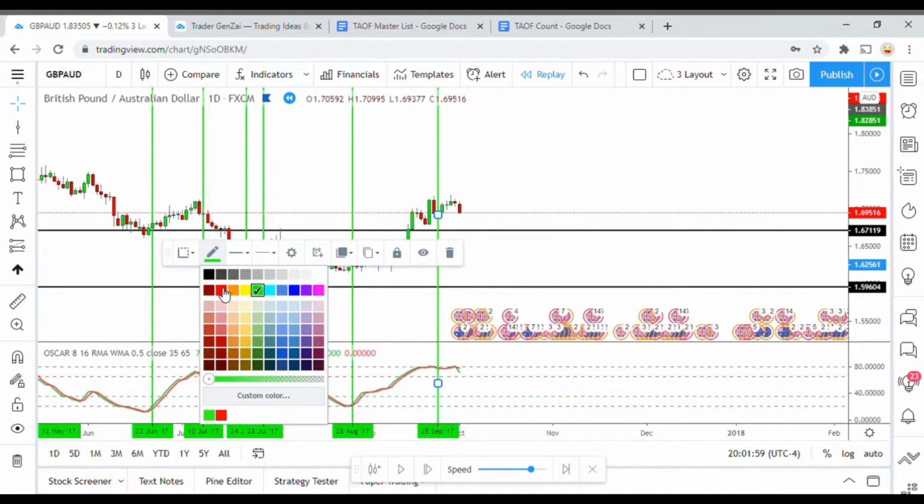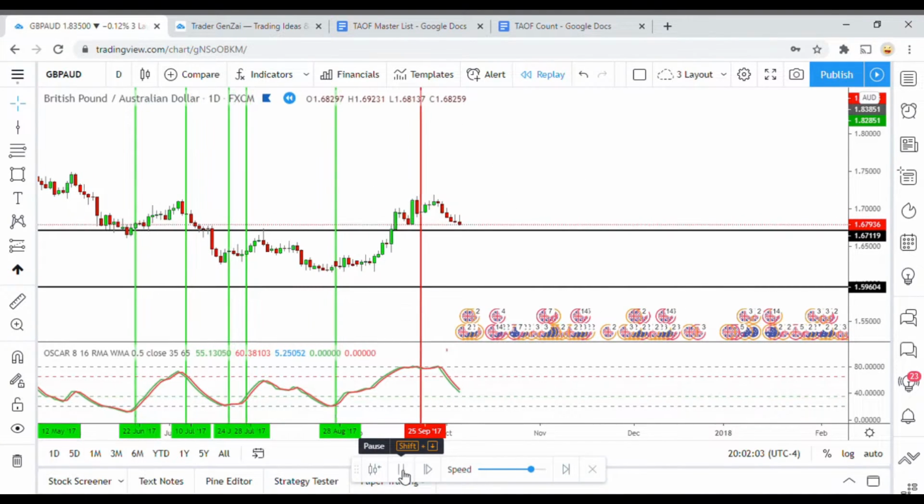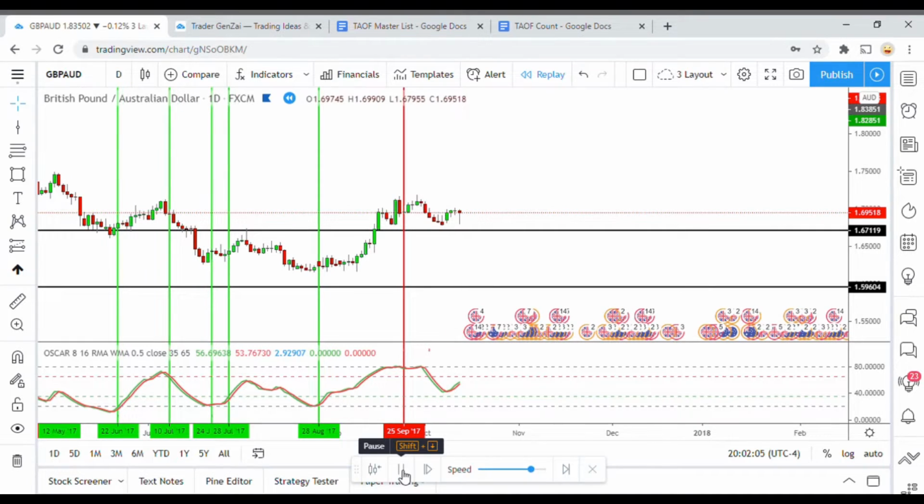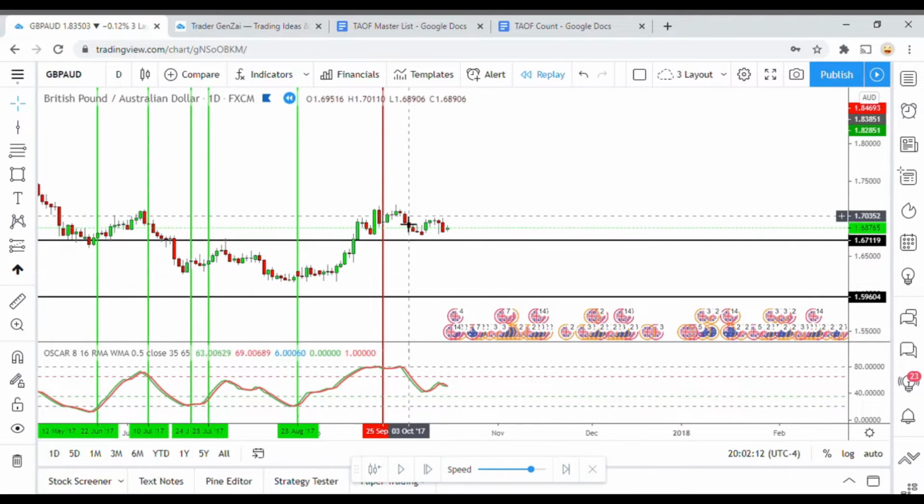Let's see, what was that? A short signal. So that one did not work out for us. Let's see what they do. Push it back to the line, now bounce off of it. Sometimes they'll come back up and retest this area. Really don't know for sure.